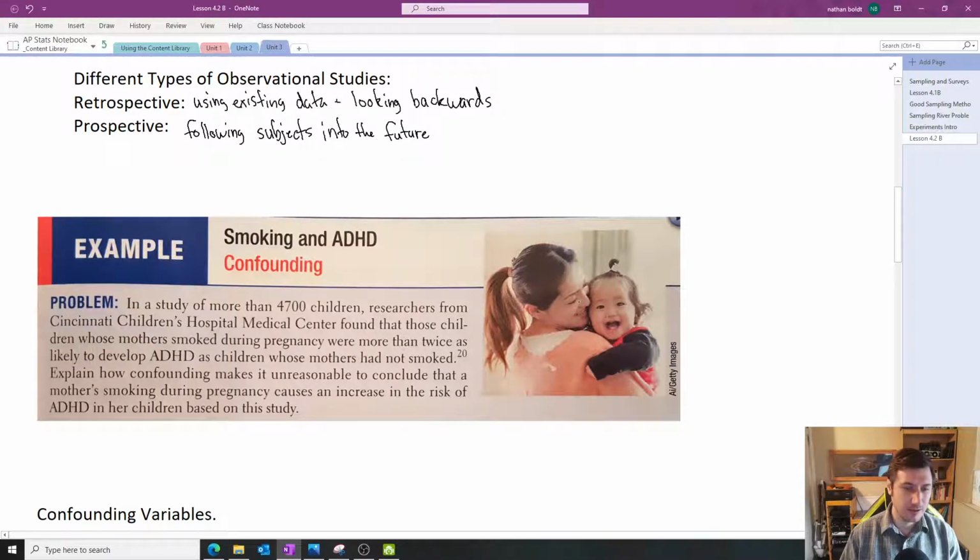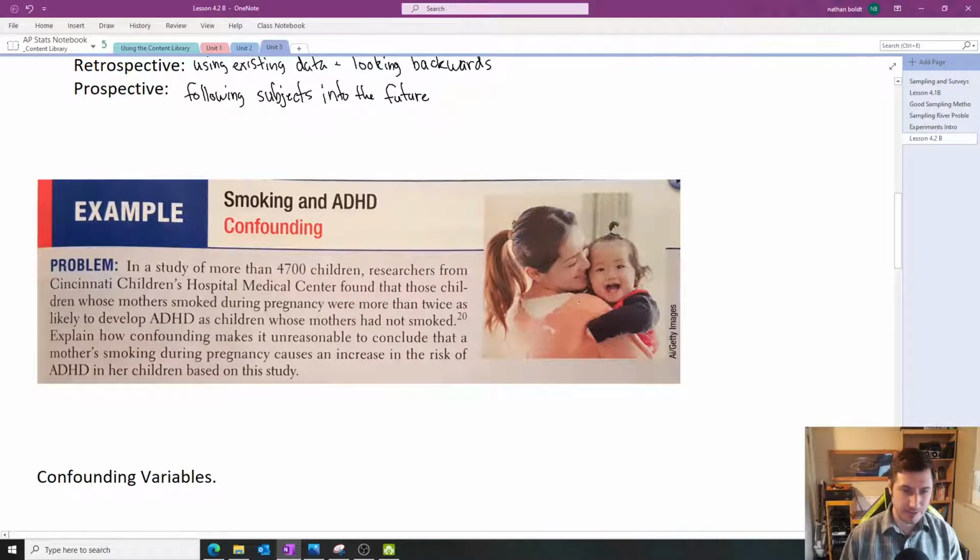Which one is it? First off, definitely not an experiment. You cannot assign or tell somebody to smoke during pregnancy. That would be wildly unethical. So this cannot be an experiment. That's one of the problems with studying the effects of smoking, is you can't do an experiment with it because it would be wildly immoral and unethical to assign people to start smoking. So this is definitely an observational study. We are just looking at people who are already doing these things.